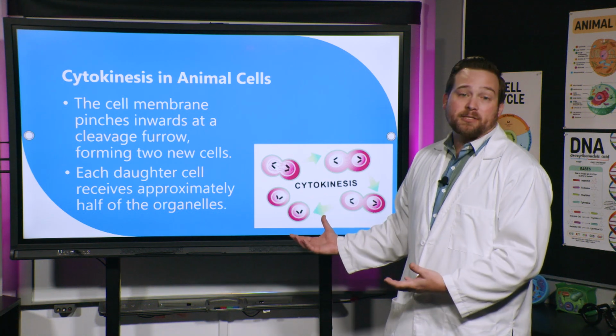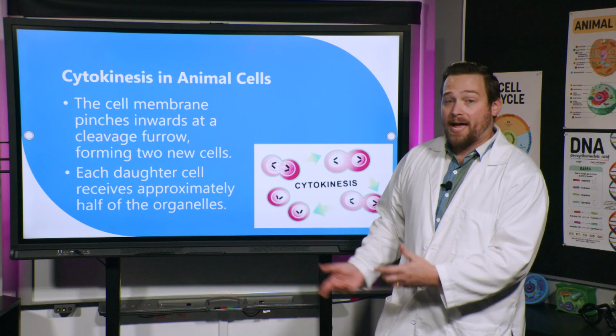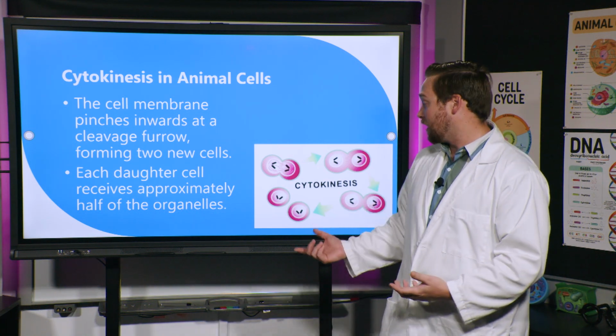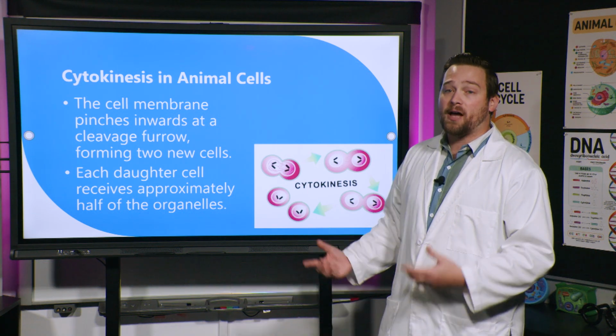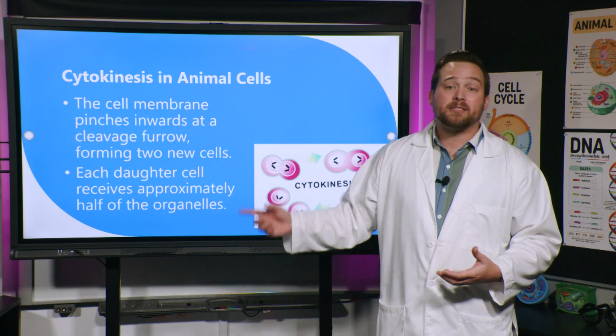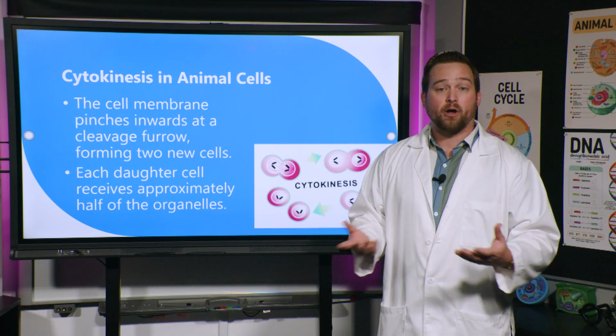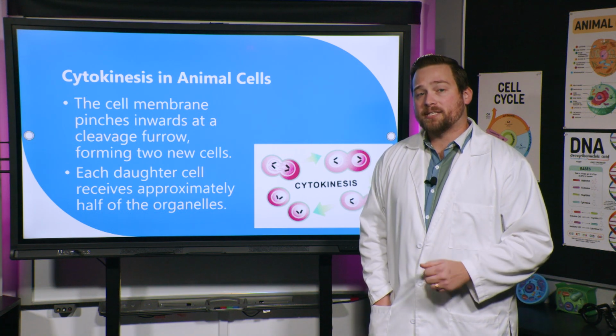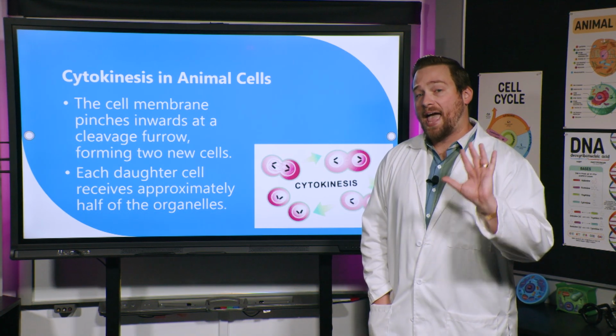And so now these cells aren't done with the cell cycle, they actually just start the whole thing back over again. Now that we formed two new cells, it's going to go back to interphase and this whole cell cycle starts back over. Okay? So that's how cytokinesis works in animal cells.